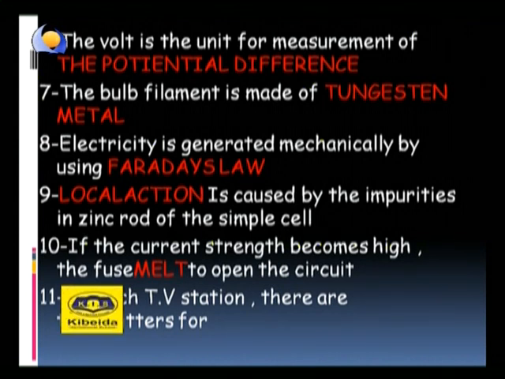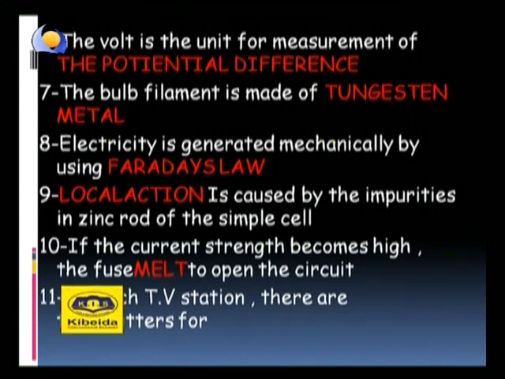Number seven, the bulb filament is made up of tungsten metal. Number eight, electricity is generated mechanically by Faraday's law. Number nine, local action is caused by the impurities in the zinc rod of the simple cell.